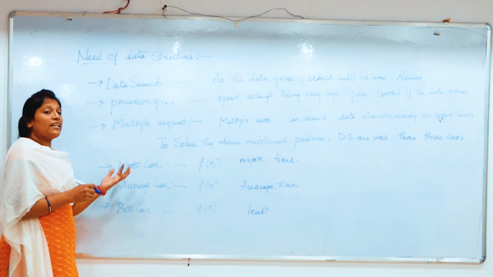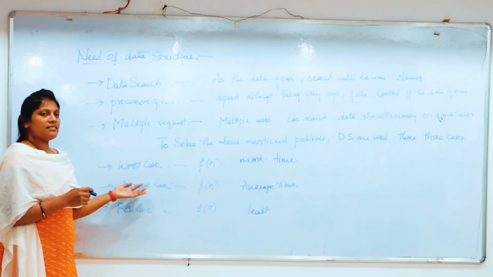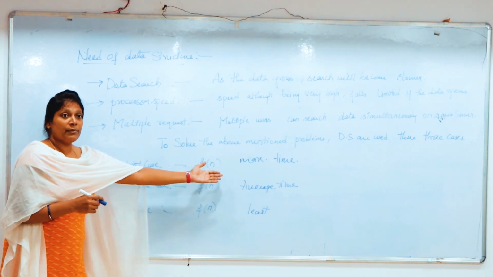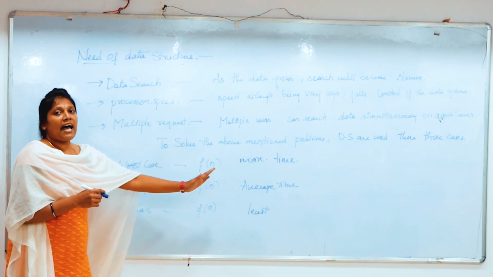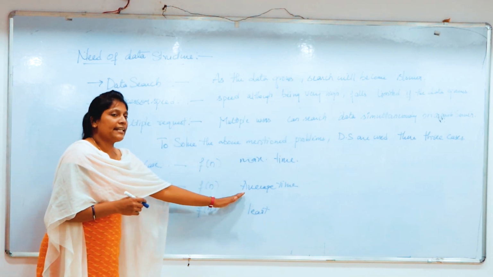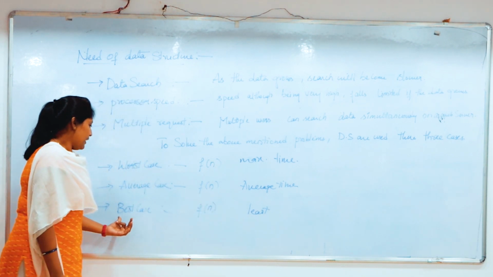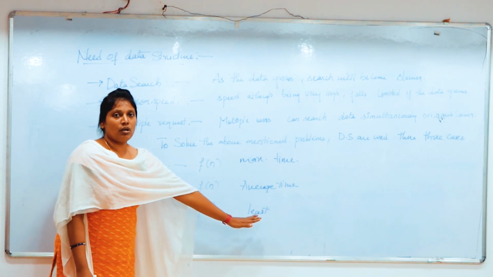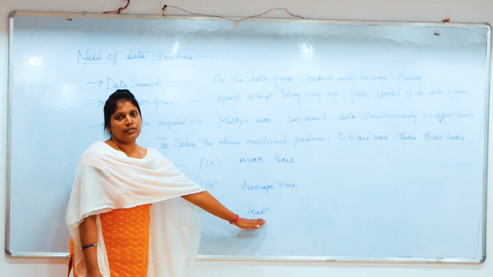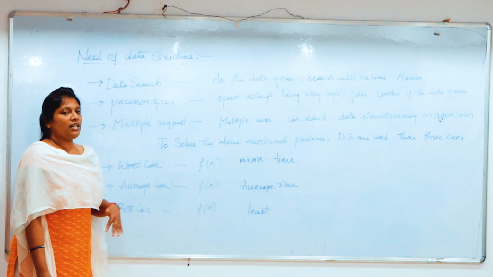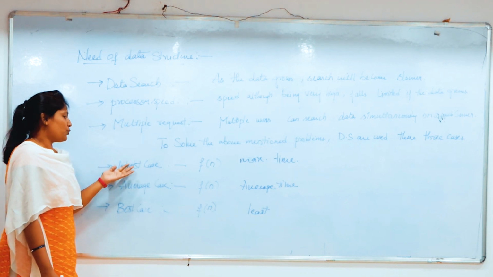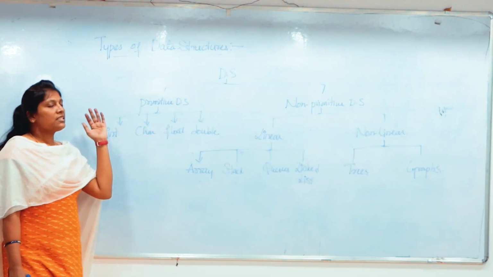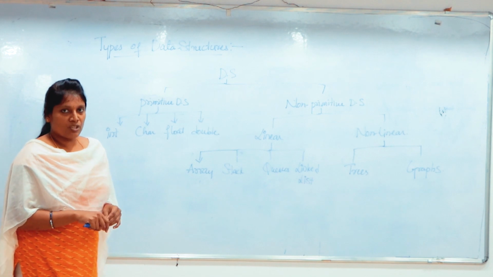This will be measured by these three cases. That is, the worst case is the maximum time to execute the operations, the average case is the average time, and the best case is the least amount of time. We measure data search, processing speed, or multiple requests using these three cases. Next, we will see the types of data structures.